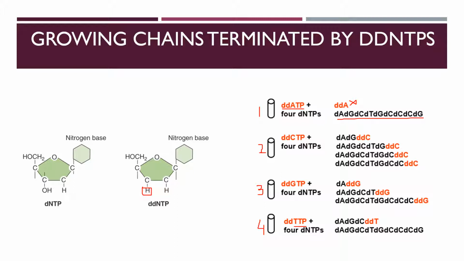For example, in the first test tube we got two different lengths. Since we only had ddATP added, wherever there is an A in the chain and a simple dNTP, for example dATP, attaches, the chain can elongate because the dNTPs have a hydroxyl group that helps in elongation. But whenever the ddATP attaches, it stops the elongation. So we get two different lengths from test tube 1. From 2 we get 4 different lengths. From 3 we get 3 different, and in 4 we get 2 different lengths.